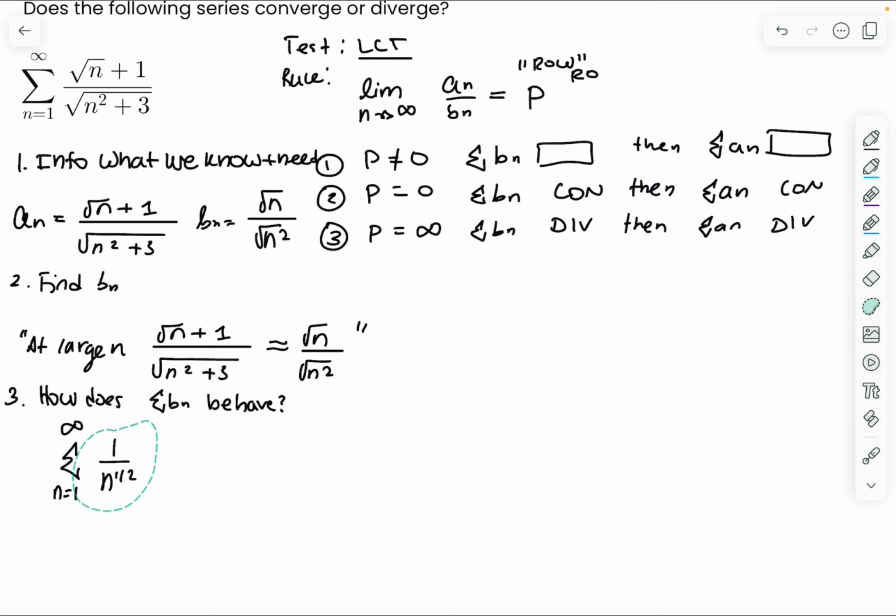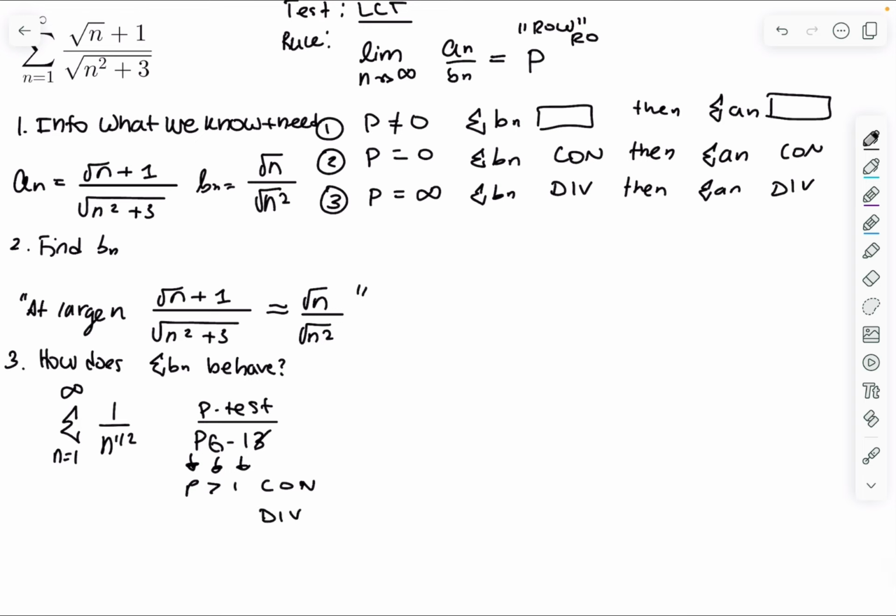And that is your simplified series, which I see is in the form of 1 over n to the p, where p is equal to 1/2. So I'm going to use the p-test. The way that I remember the rule for the p-test is the movie rating PG-13. So p is greater than 1, forget the 3, convergence always comes first for both the geometric and p-test, and so then the opposite is true.